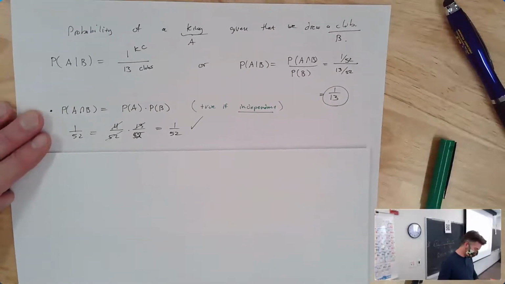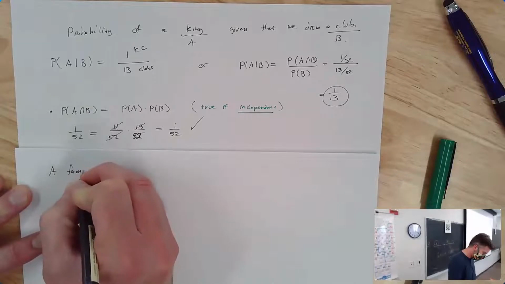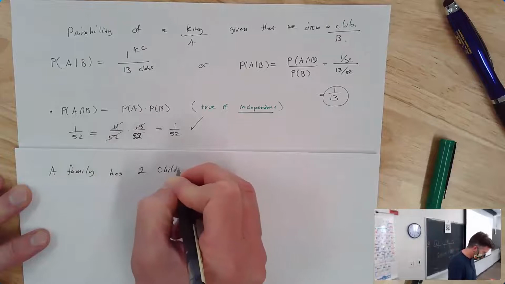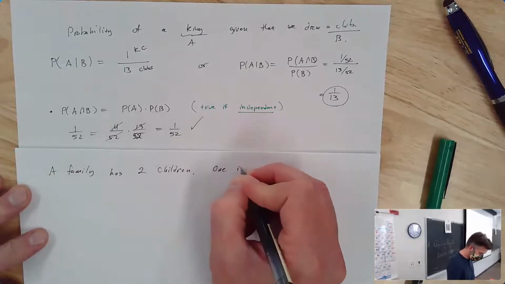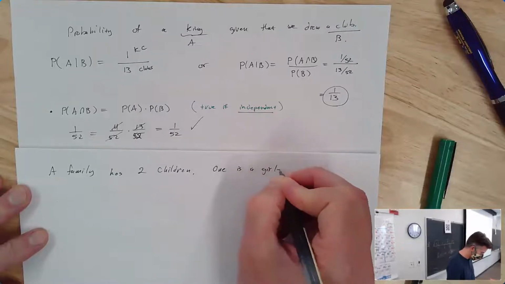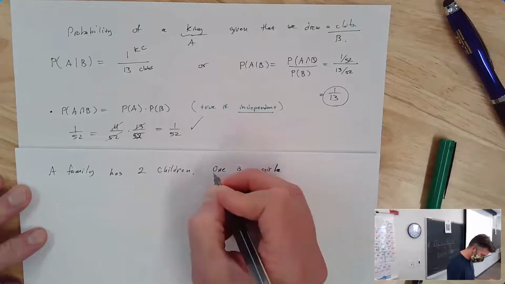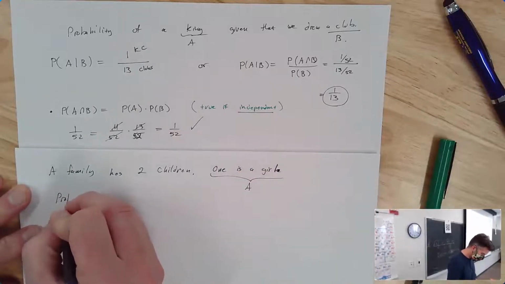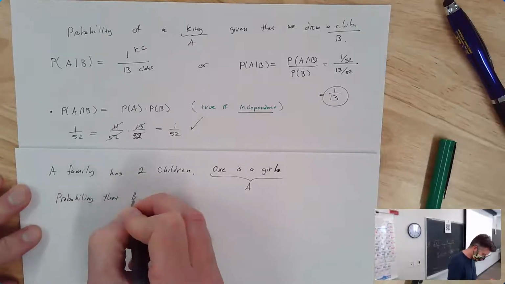So let's look at something different. Let's say we have a family that has 2 children. And we know that one of them is a girl. We call that event A. Girl doesn't have any names. What's the probability that both are girls?